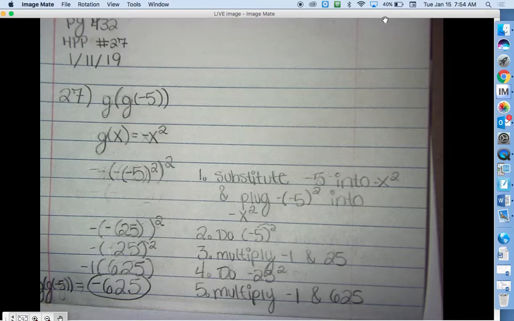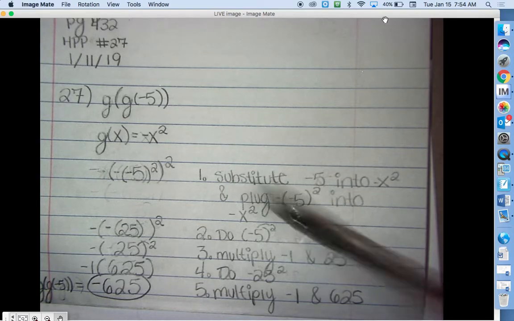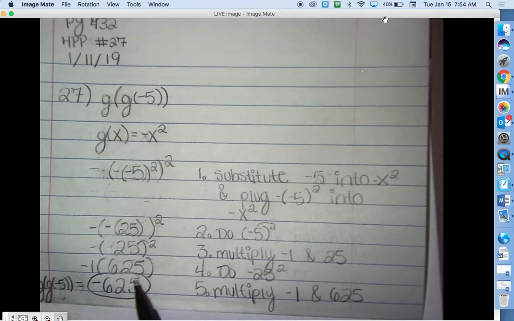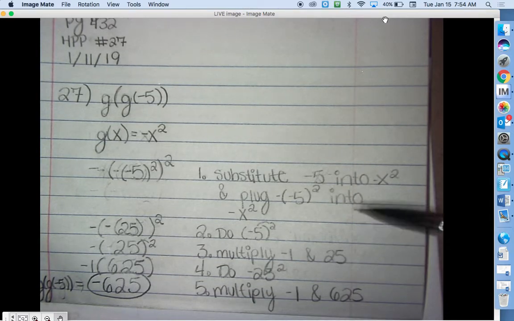Okay, so for number 27, you had to substitute negative 5 into negative x squared and plug negative 5 into that equation. And you had to do negative 5 squared, and then you had to multiply negative 1 and 25 to get 625. And then you multiply negative 1 and 625, and then you get negative 625. So Holly, if you don't mind just keeping yours up and sit down.